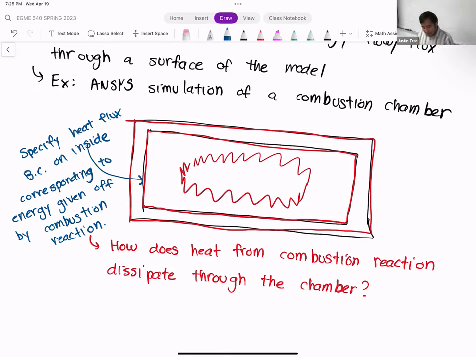Oftentimes a combustion reaction is a very complex chemical, fluid, thermal process happening. But based on just the chemical constituents, how much fuel you're putting in, how much air, how much oxygen, you can compute fairly easily how much energy you're expecting it to give off. So you could specify that directly as a heat flux boundary condition that tells you how much energy is coming through your solid. So heat flux or heat flow boundary conditions are very common and very useful in a lot of situations. Any questions on this so far?